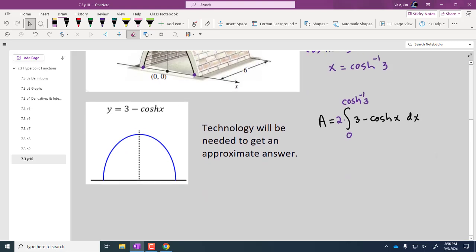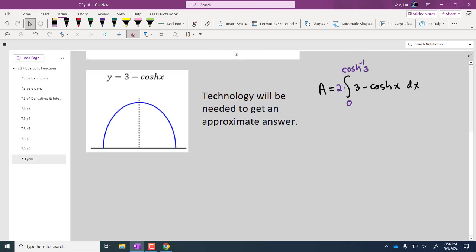All right, so there's our area. We integrate. So the area will be 2 multiplied by 3x. The integral of cosh is sinh. So that's going to be sinh of x, and this will be on the interval 0 to inverse cosh of 3, whatever that number is.